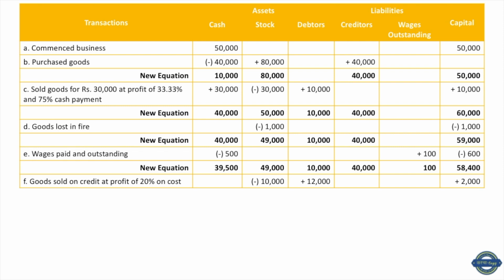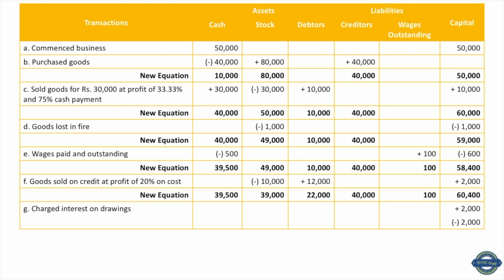So since we have sold these goods on credit, this will go under debtors column as we are yet to receive the payment for this sales. So we will add rupees 12,000 under assets under debtors.